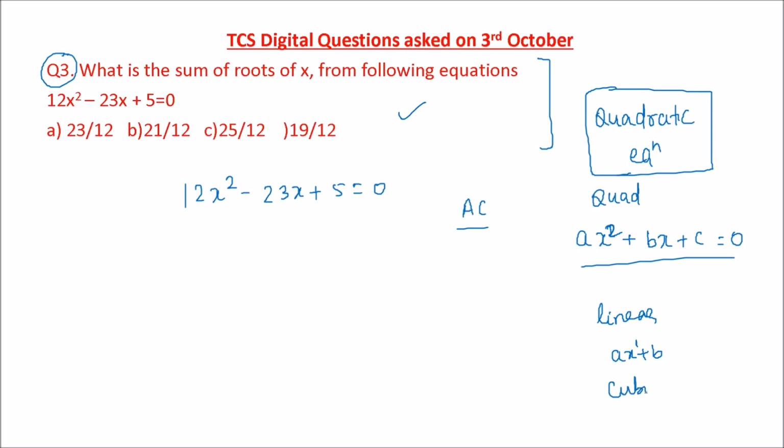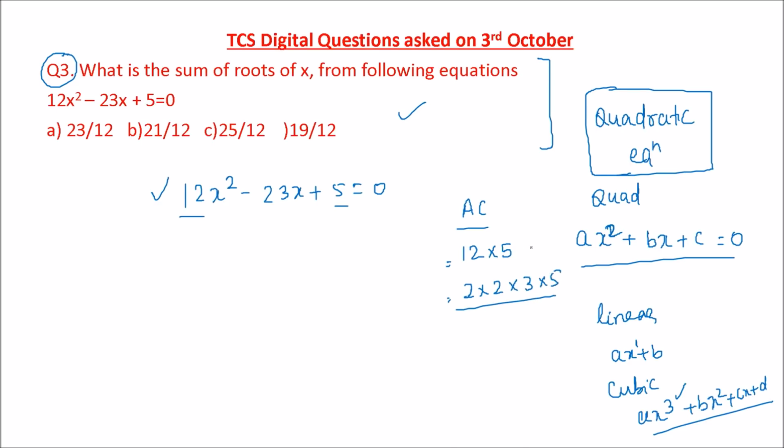We also have the cubic equation, ax cube plus bx square plus cx plus d. Friends, in detail we have already talked about this. So here this is the form of a quadratic equation. If we talk about a, it is 12, and c is 5. Now just factorize it. 2 into 2 will be 4, 4 into 3 will be 12, into 5.